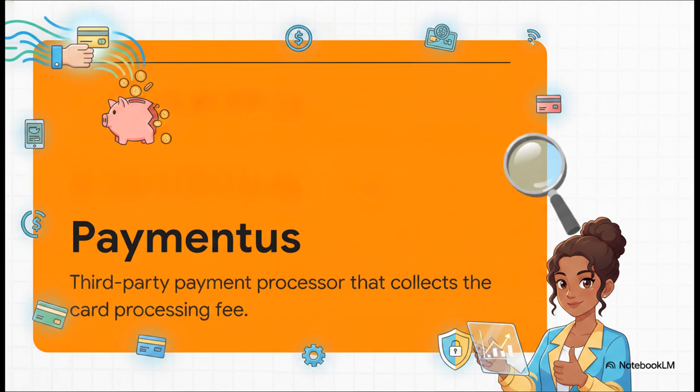Now, it's really important to understand where that fee actually goes, because it does not go to DTE Energy. The $2.99 is collected directly by a third-party payment processor called Paymentus. It's strictly there to cover clearing costs and network fees for card transactions. DTE Energy doesn't receive, keep, or profit from that fee at all.